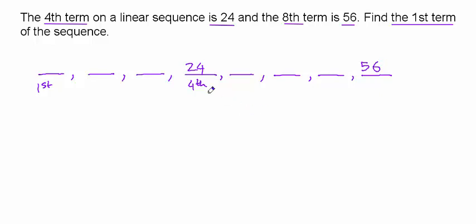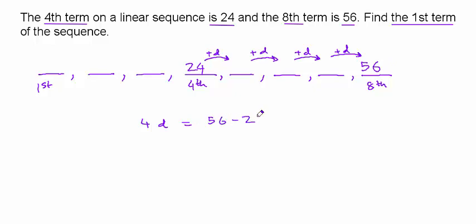Now, if you look at the fourth and the eighth term, you'll probably come to realize that the common difference has been added 4 times. So you do a plus D, fourth to fifth is a plus D, another plus D from 5th to 6th, another plus D, and another plus D from 7th to 8th. So therefore, from the 4th to the 8th term, the difference is actually 4D. And that 4D is equal to the difference between these two numbers, 56 minus 24, which is 32.